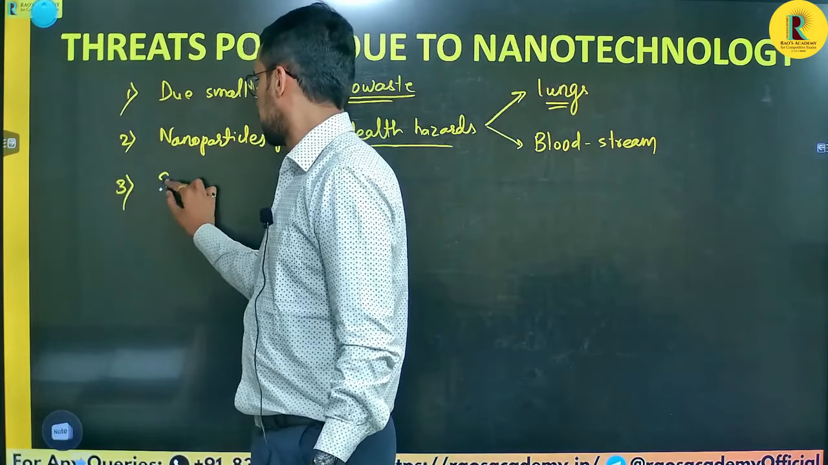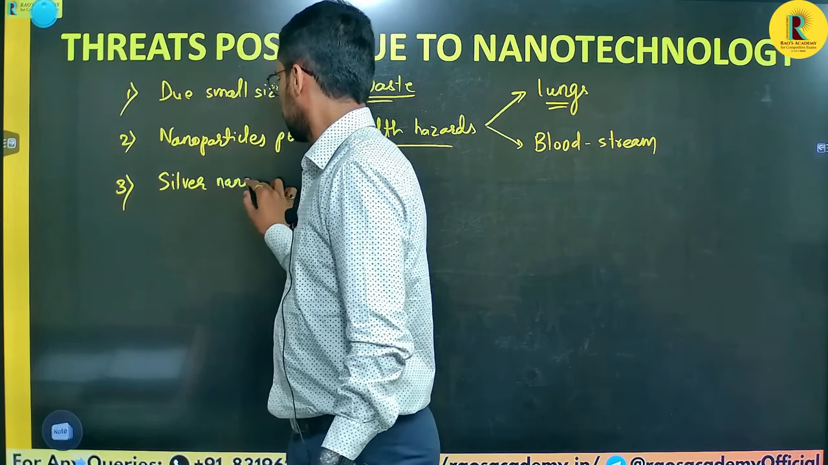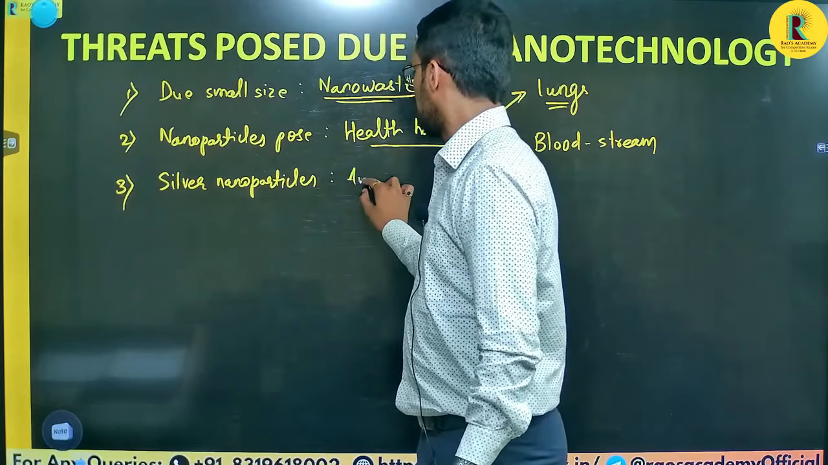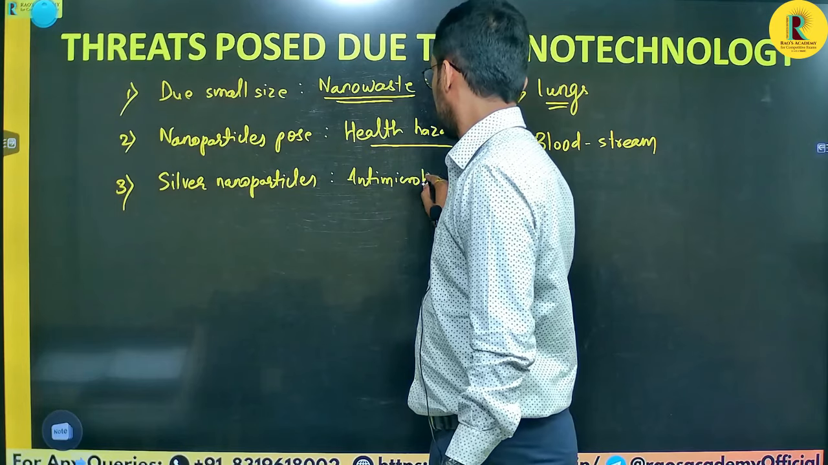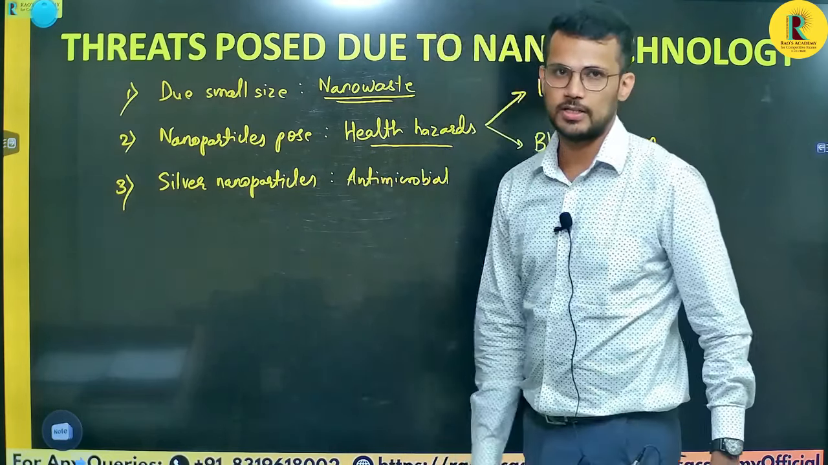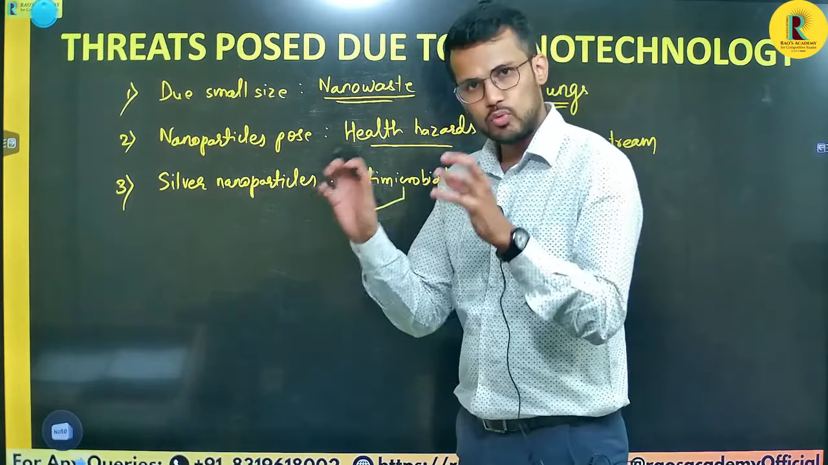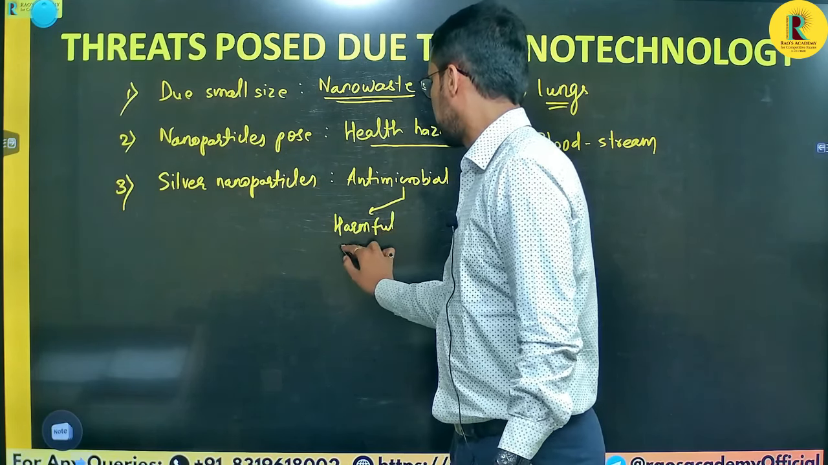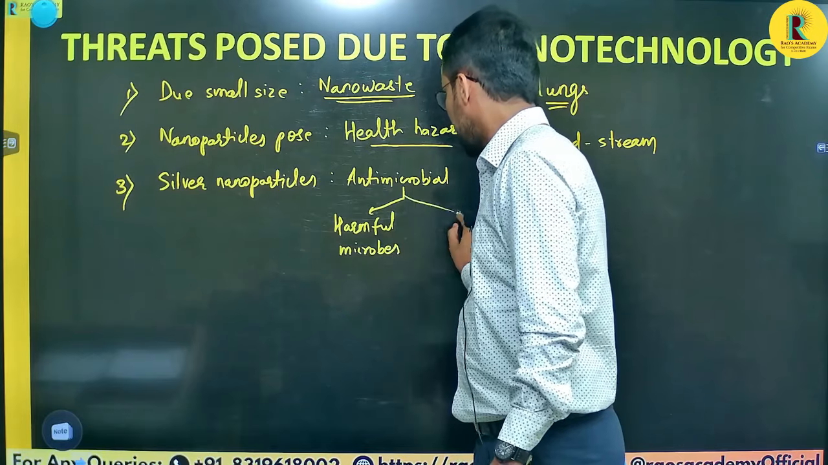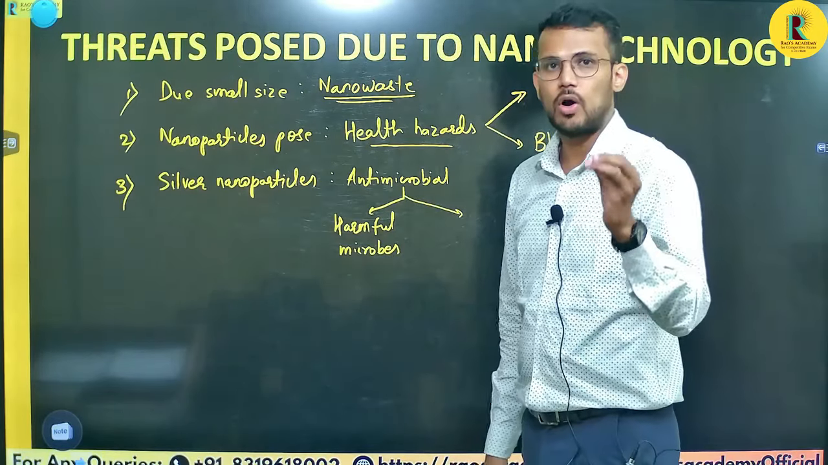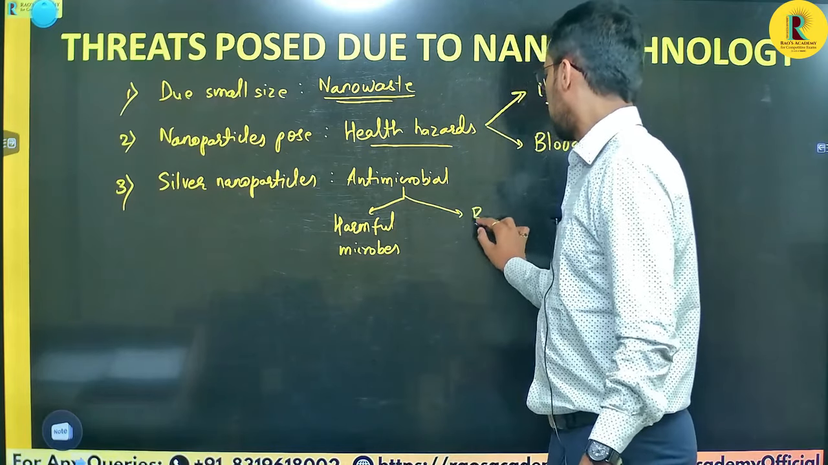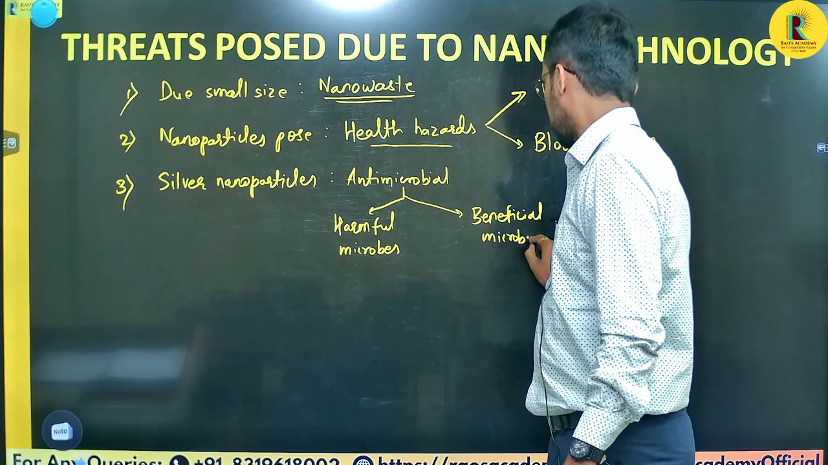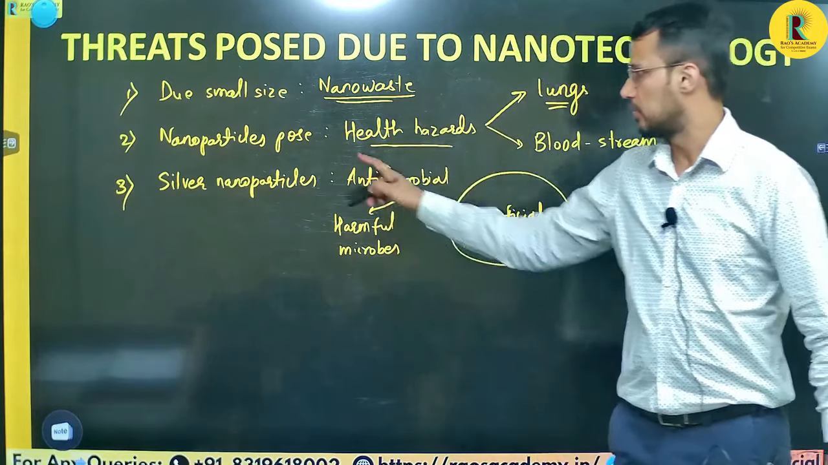Next. Silver nanoparticles, we discussed that. Silver nanoparticles are antimicrobial in nature. But this antimicrobial property would affect harmful microbes. And at the same time, this antimicrobial property of silver nanoparticles would also harm beneficial microbes. Beneficial microbes would also be killed, and this is a threat of silver nanoparticles.